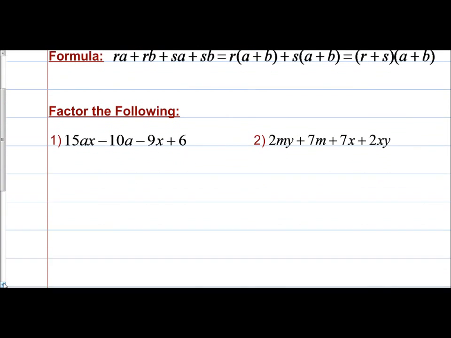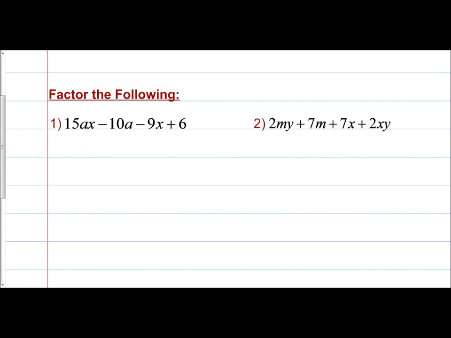We have 15ax minus 10a minus 9x plus 6. So again, all four terms don't have a GCF. I can't do factoring by trinomial because there are four terms. Can't do difference of squares, so I'm going to try grouping. The way I'm going to group is I see I have an a and an a here. 15 and 10 are both multiples of 5, so I'm going to try pairing these two terms together. 9 and 6 are both multiples of 3, so I'm going to try pairing these terms together.